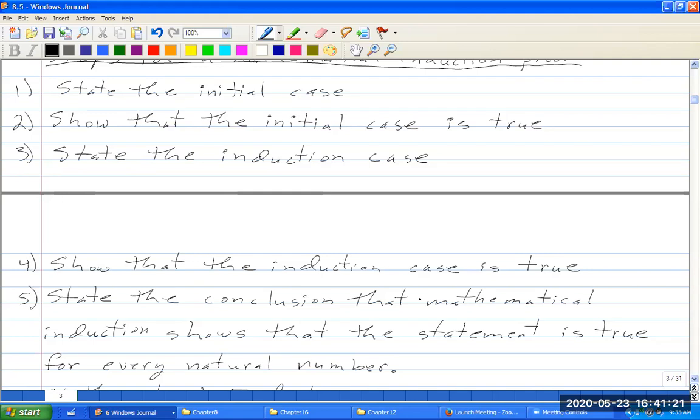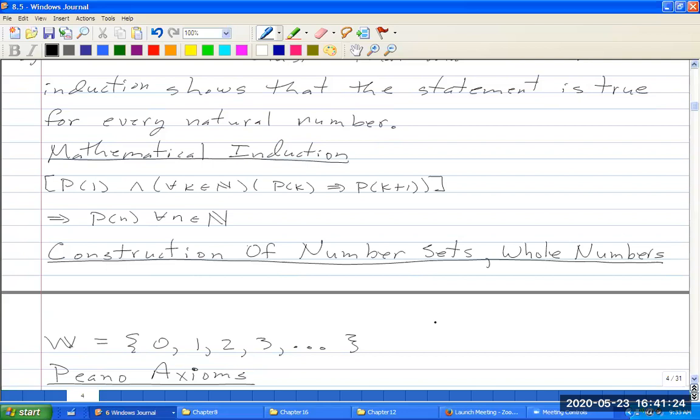So let me restate mathematical induction. P1 being true, and for every natural number k, Pk implies that Pk plus 1 is true. Then Pn is true for every natural number n.